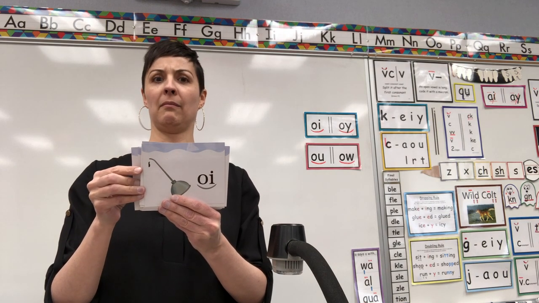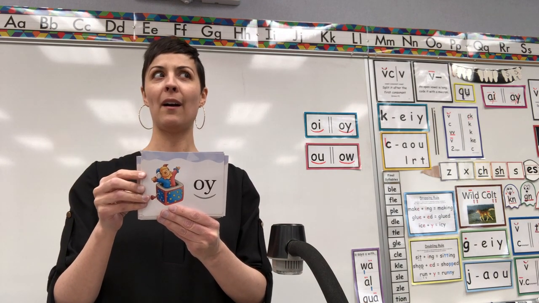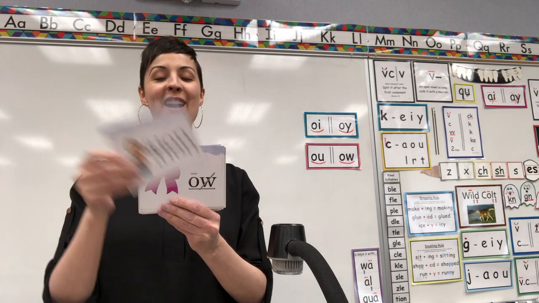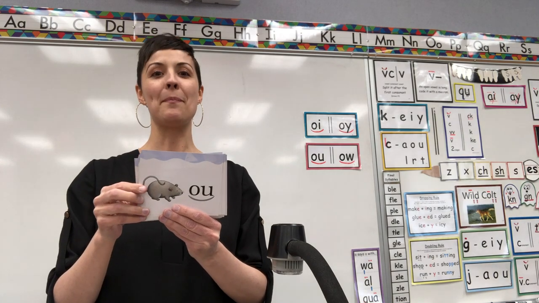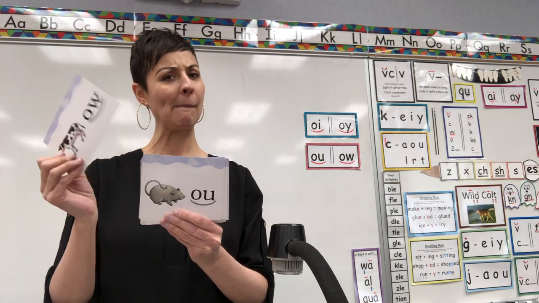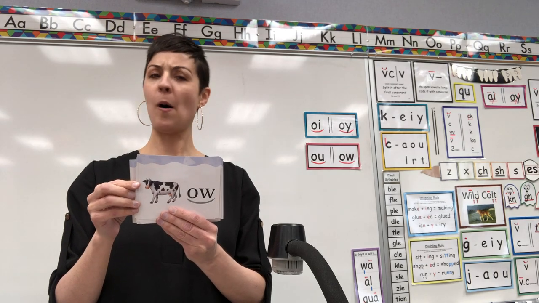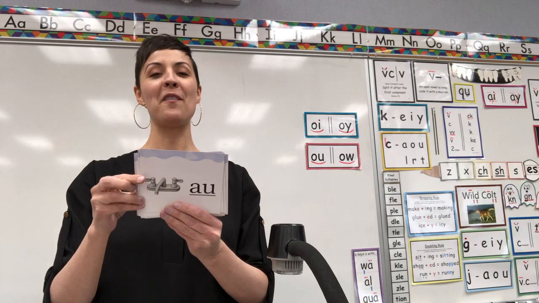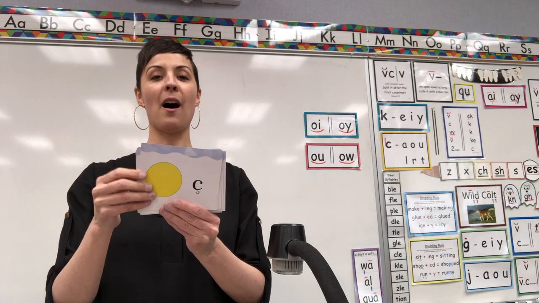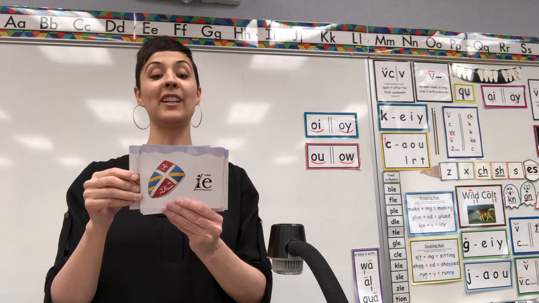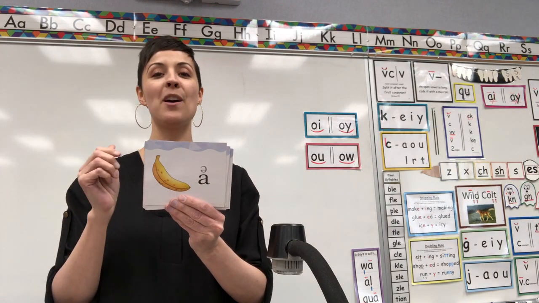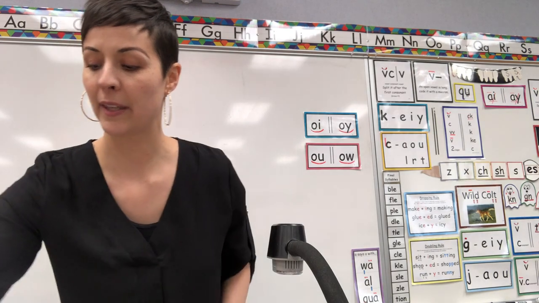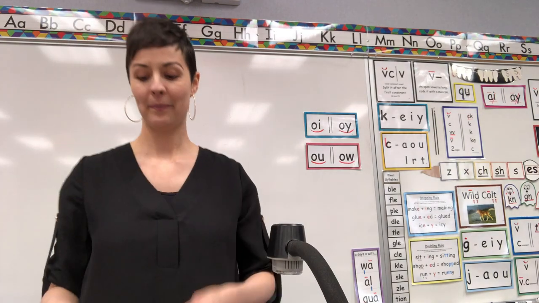oi, toy, oi, soap, o, bow, o, lotion, shun, mouse, ow, cow, ow, keep going on phone, phone, faucet, ah, straw, ah, circle, s, shield, e, pie, I, banana. Oh my goodness, I did not think those diphthongs were in there. And then there they were.